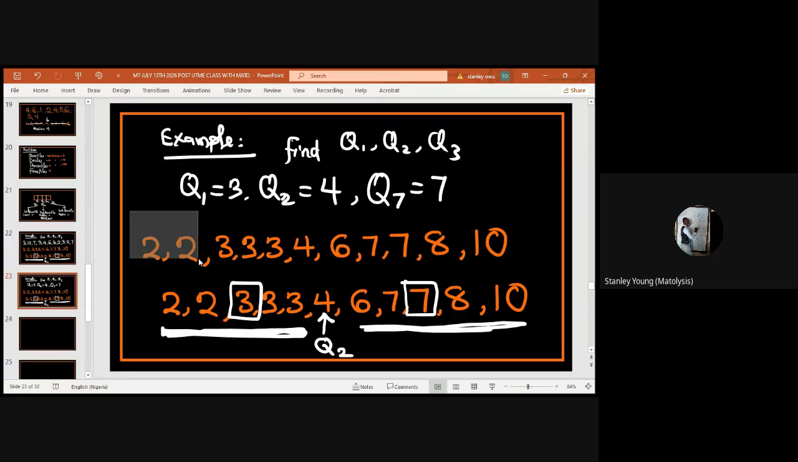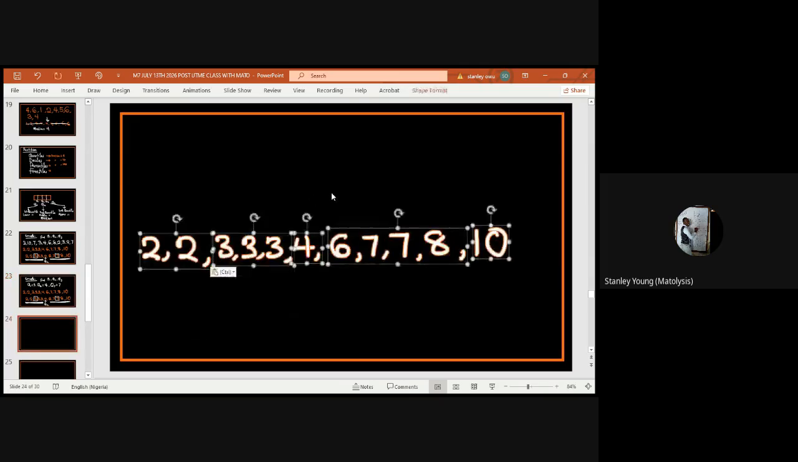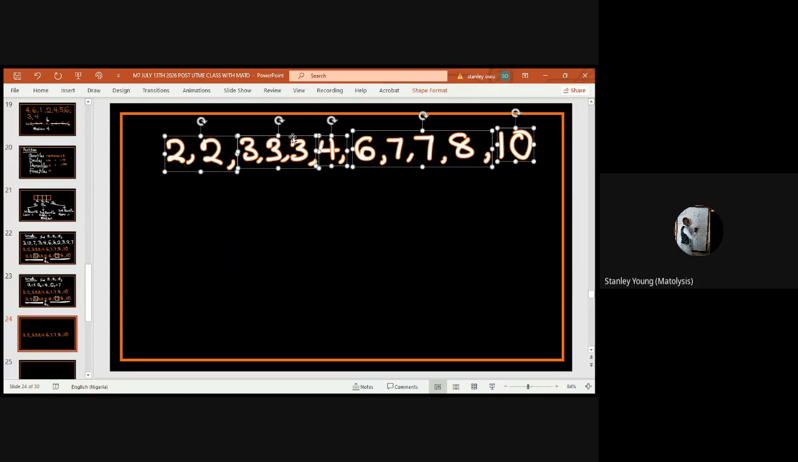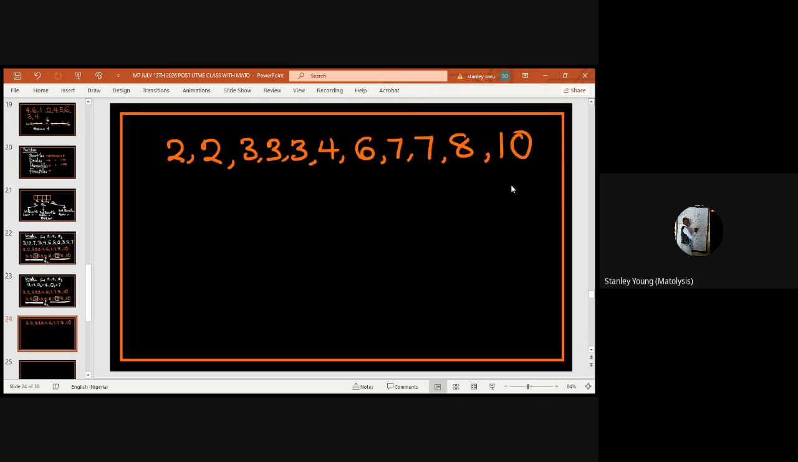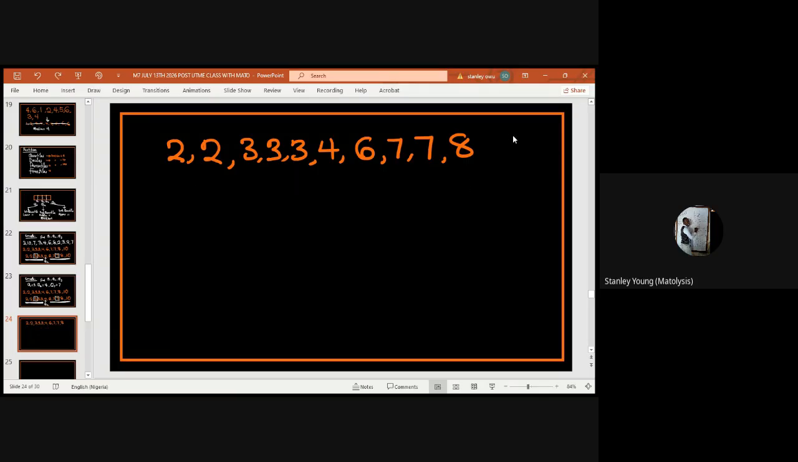Okay. Now, what if I have almost the same set of data? Let me use the same set of data. Imagine we have the same set of data, but instead of having this 10 here, let's say it's not there. Now we have the numbers reduced to 1, 2, 3, 4, 5, 6, 7, 8, 9, 10. And the question wants you to find Q1, Q2, Q3.